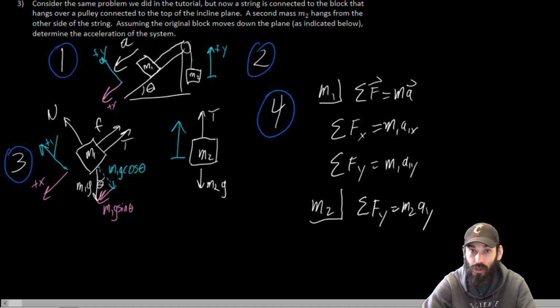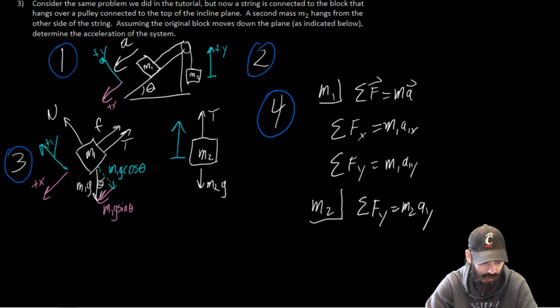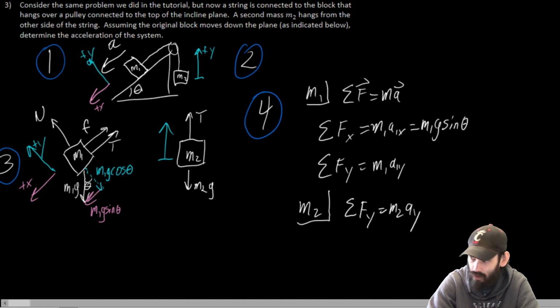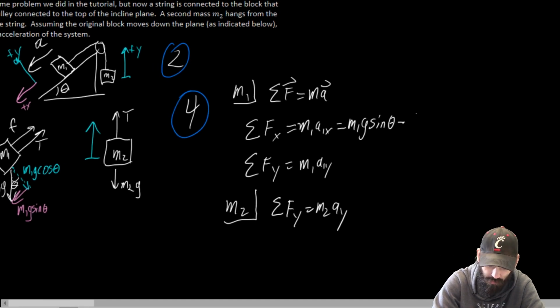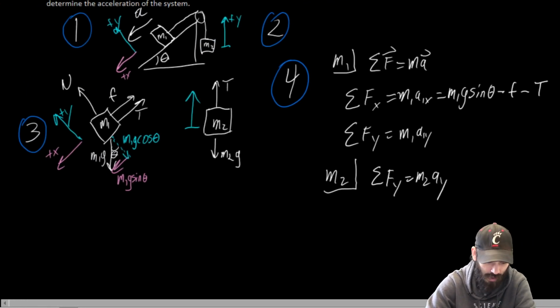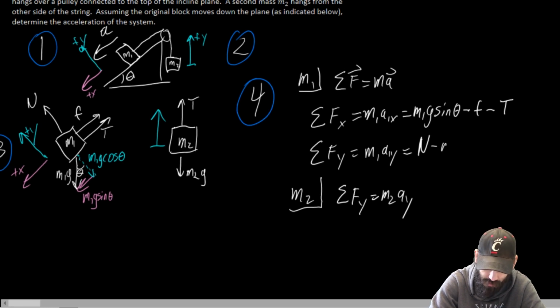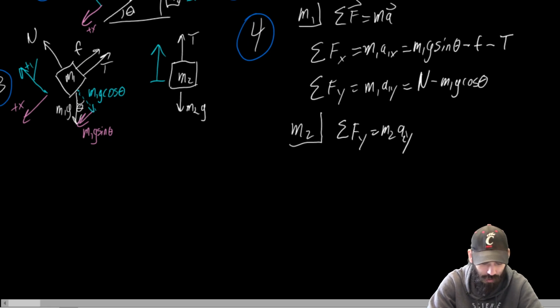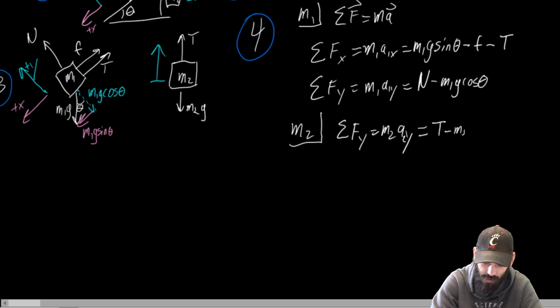Okay, so let's write our forces in the x direction. The first force that we have is m1g times sine of theta. Then this is going to be minus the force of friction minus the tension. In the y direction, I have a normal force, and we also have a minus m1g times cosine of theta. Okay. Now we can move on down to our mass m2. For our mass m2, this is going to be equal to T minus m2g.